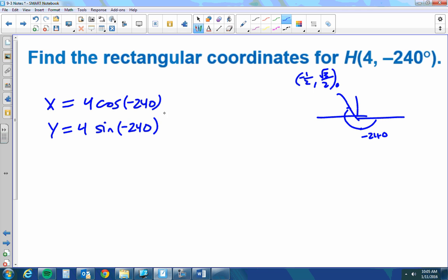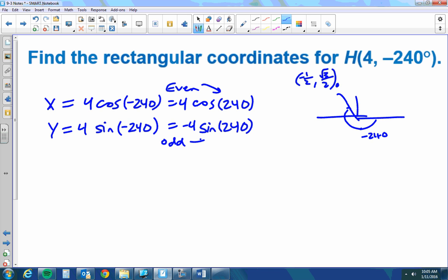Now, what I'll show in other classes is, here, if you wanted to, you could rewrite this using even and odd properties. Just watch. You don't have to do any of this, but because cosine is even, you can rewrite that as just plain cosine of 240. Because sine is odd, when you make the 240 positive, you put a negative sign out there. If you wanted, you could do that, using even and odd properties.